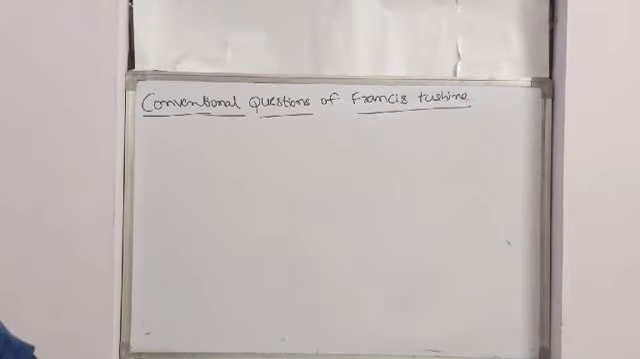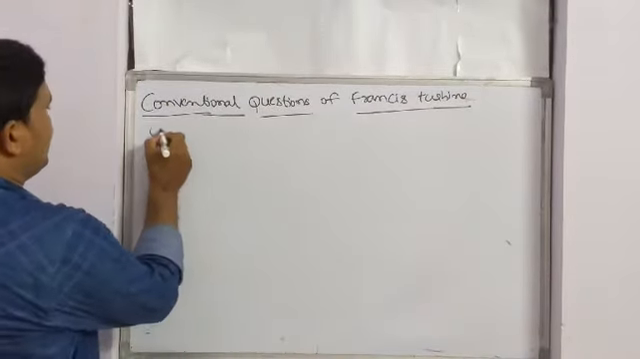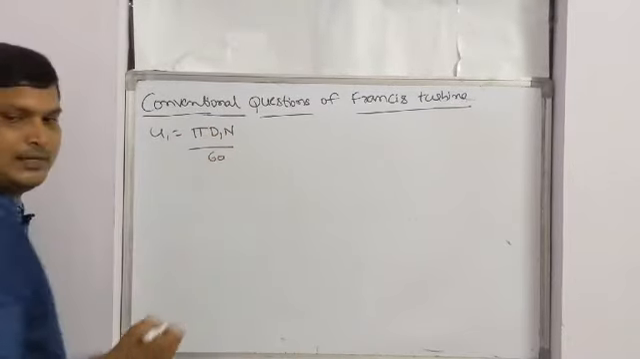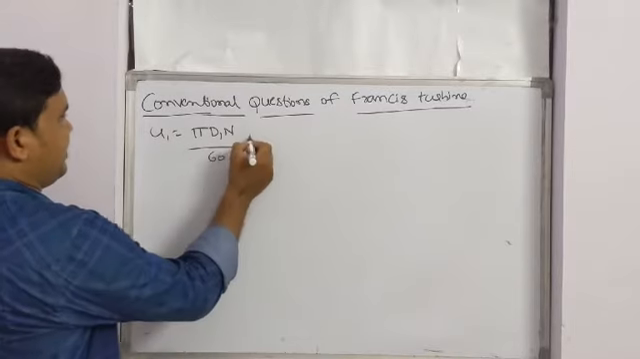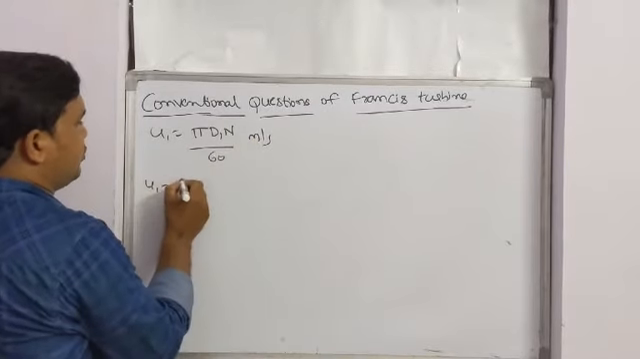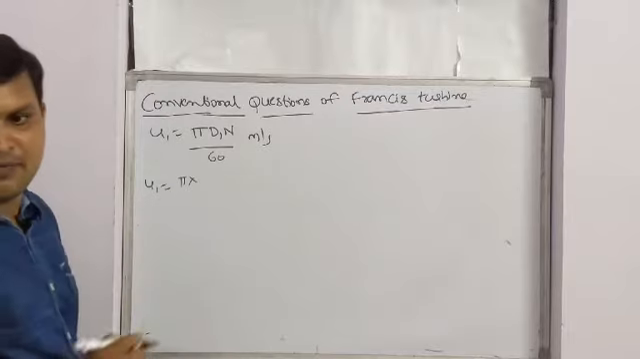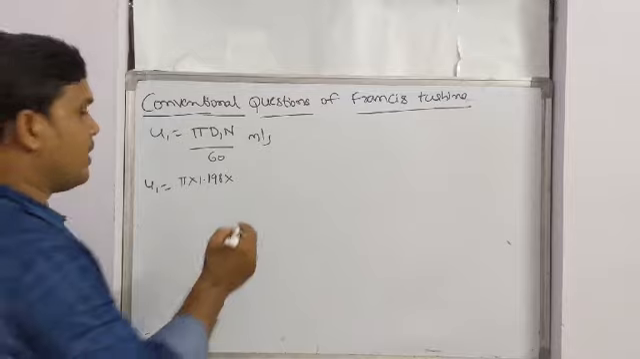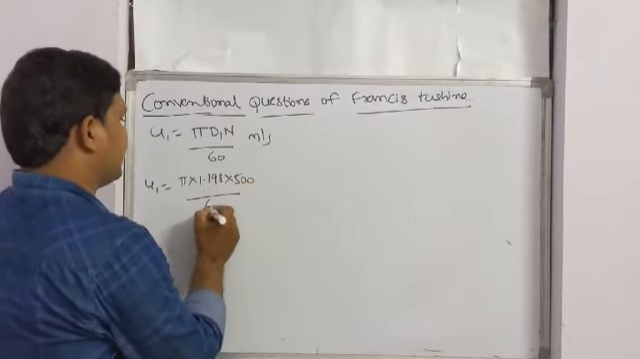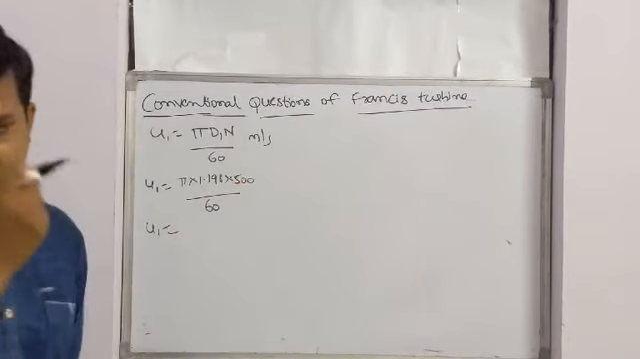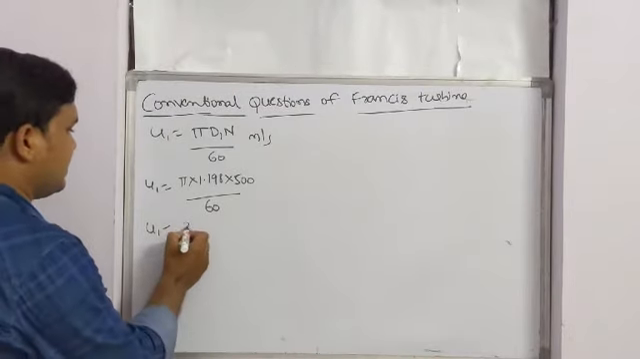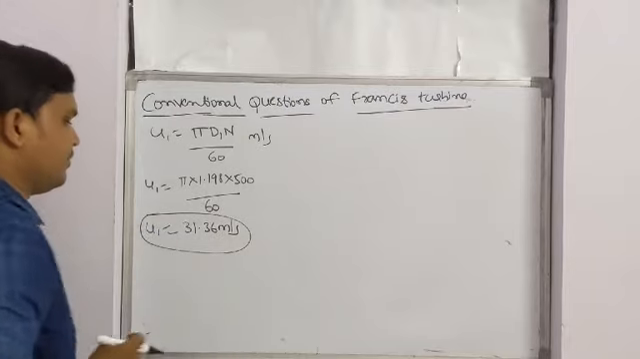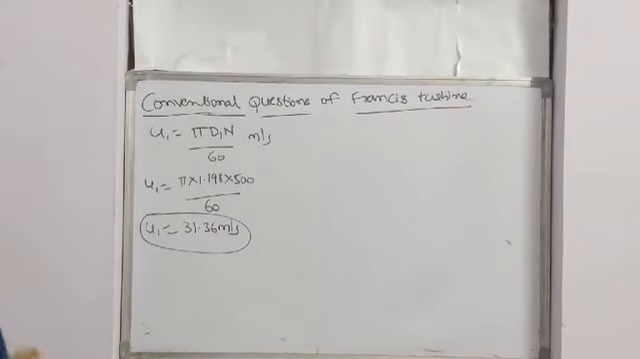So how can we find out U1? U1 is equal to pi d1 n by 60, in meters per second. Pi is constant, the diameter we already found as 1.198, and the speed is given as 500 by 60. By substituting all of these, U1 we got as 31.36 meters per second. This is U1.